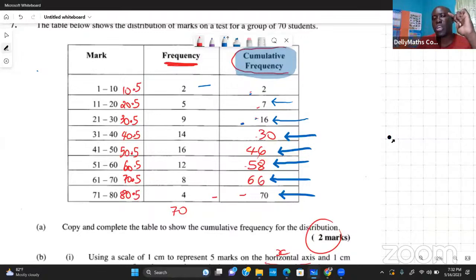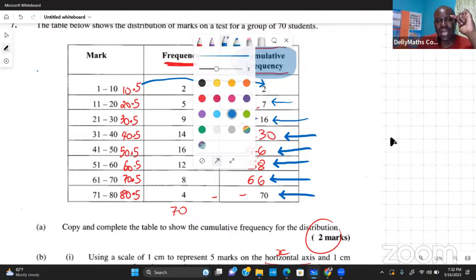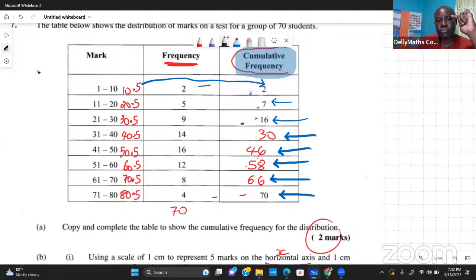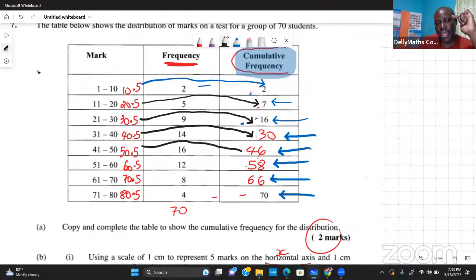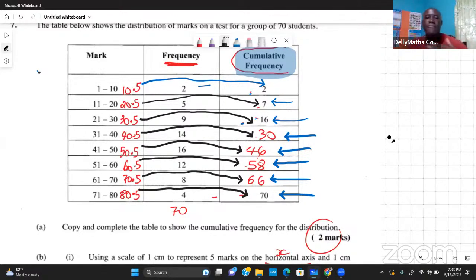For example, you're going to use the 10.5 to go with number 2 over there. Let me change this to maybe a black. All right, black. And then the 20.5 will go with 7. 30.5 will go with 16. 40.5 will go with 30. So you should see the point that I'm making. You're doing cumulative frequency, so the upper boundary goes with the cumulative frequency. I have seen too many times when students use it with the frequency and you will not get the curve.